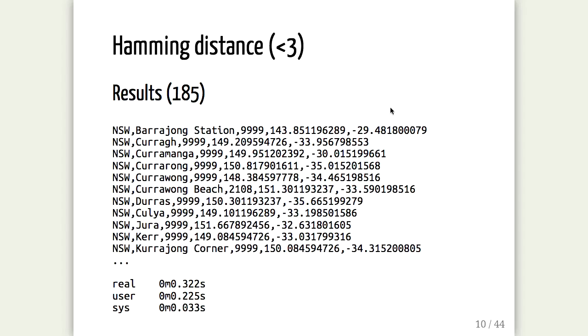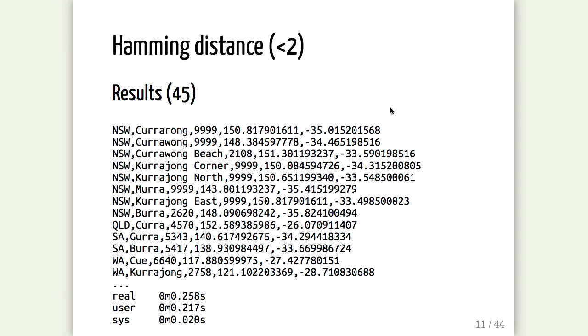And we get things like Barajong, Kara, Karamanga, Currarong, Currawong, etc. And there's also quite a bit of noise. One of the things about this algorithm is it's only defined if the two words are the same length. So where we've got two words, one is longer than the other, we only compare up to the length of the shorter word. However, let's go to words where the Hamming distance is either 0 or 1.